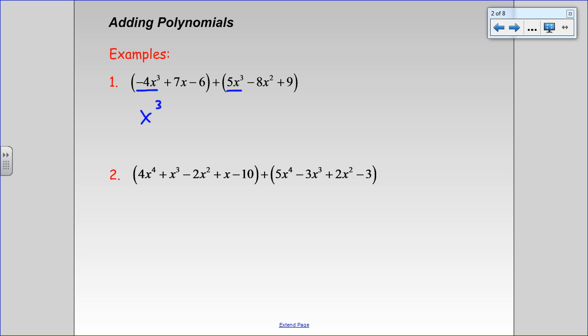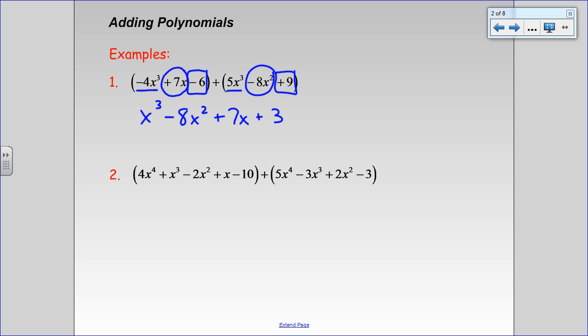Continuing in descending order, there is a -8x squared and no other like terms. So we'll write -8x squared as the second term of our answer. There's also a 7x with no like terms, so we'll include that in our answer. And finally, adding the constants, we have -6 and +9 for a total of +3, leading to the answer x cubed minus 8x squared plus 7x plus 3.